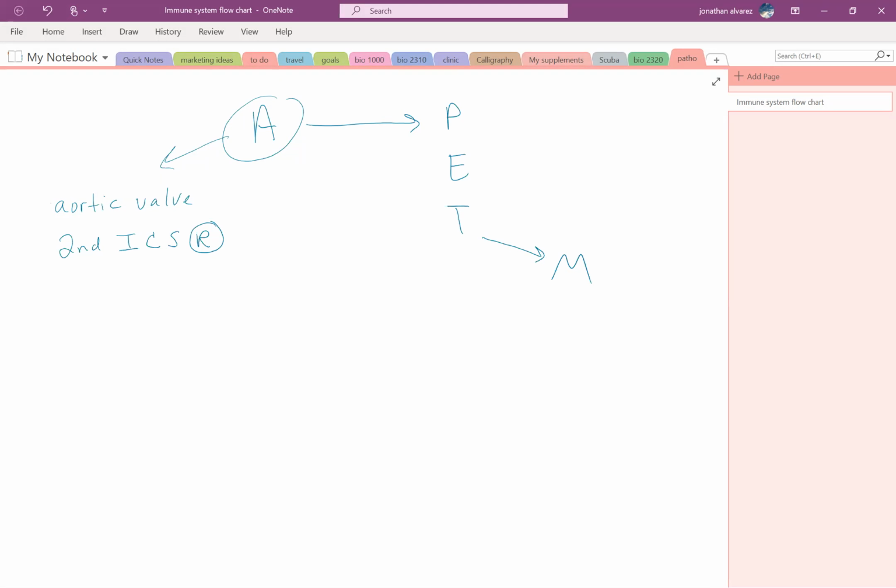All right. Then what you do is you move over to the left side. Now keep in mind, here's the sternum.